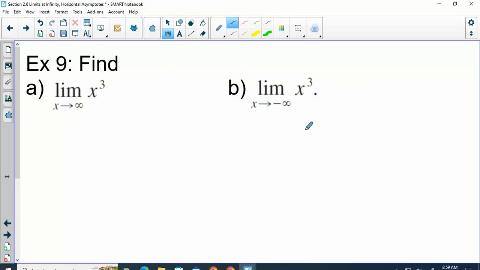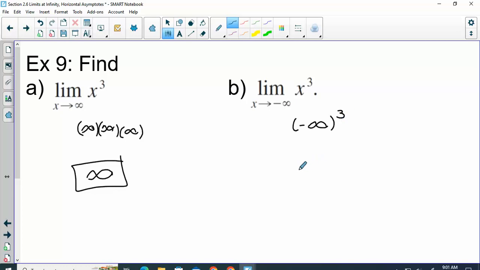I want you guys to take a second and see if you can figure out what these would be. So what do you think? Infinity cubed. What do you think that's going to go to? Yeah, this is just infinity times infinity times infinity. If you just take three really big numbers and multiply them together, what do we get? Even bigger number. So that's just going to infinity. What about b? Negative infinity. You have a really big negative number cubed, so 3 negatives is still negative. So it is possible to get positive or negative infinity for an answer on these.